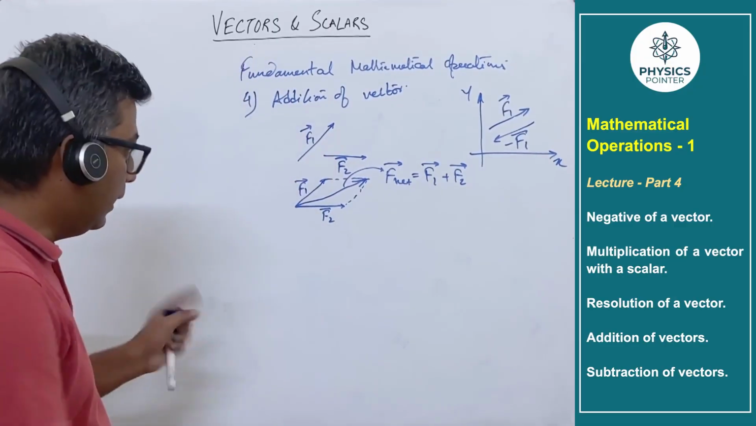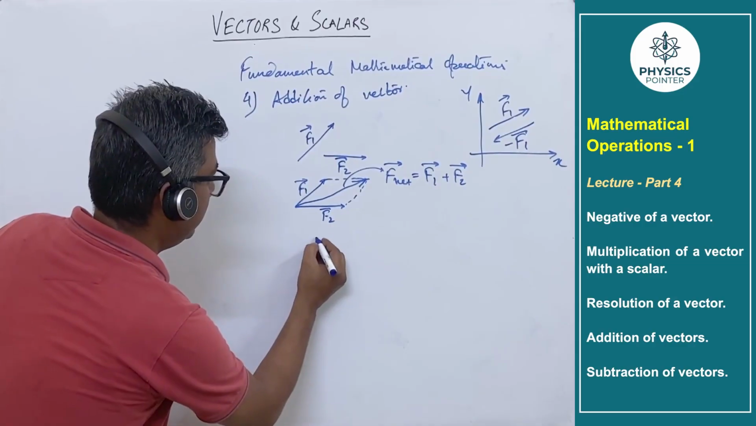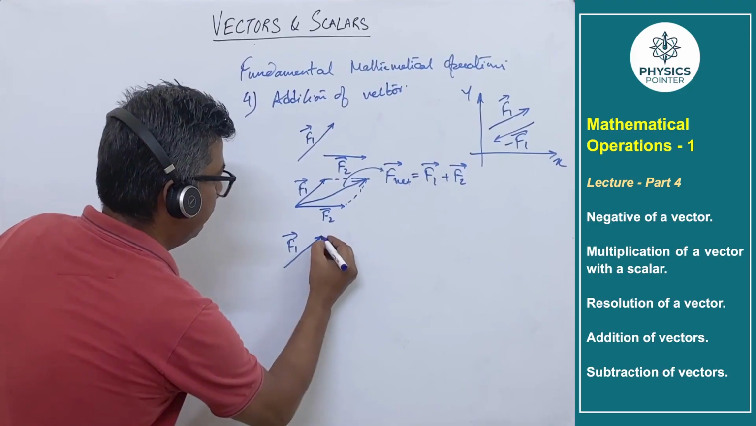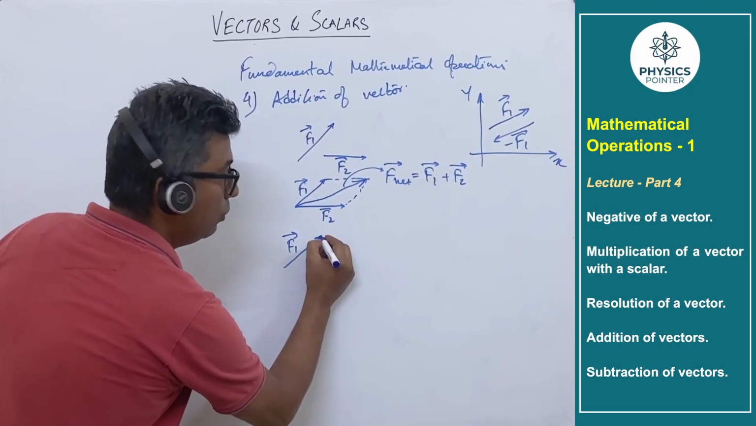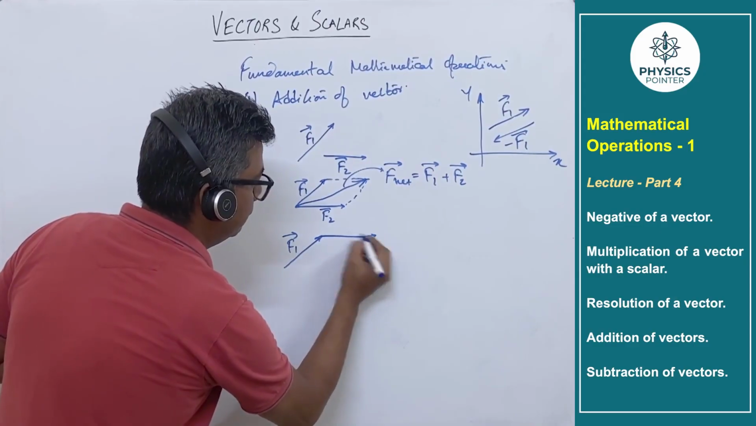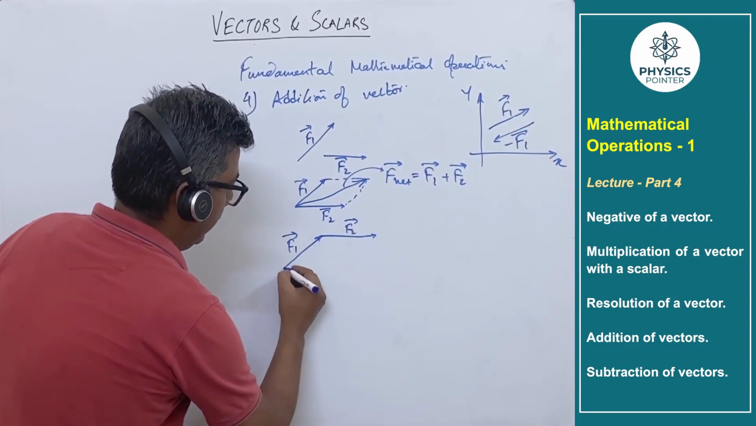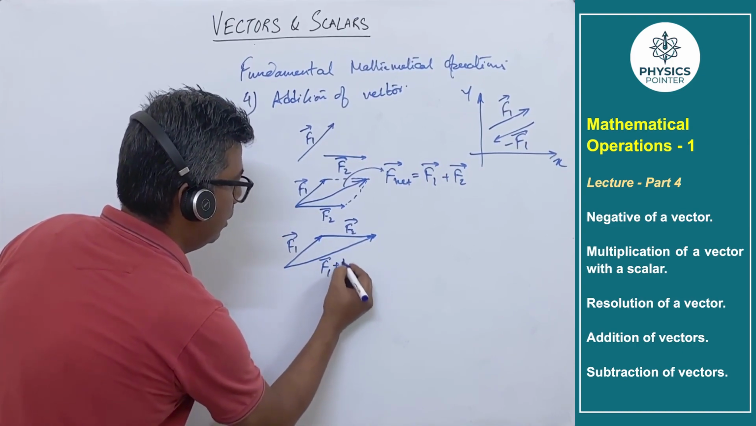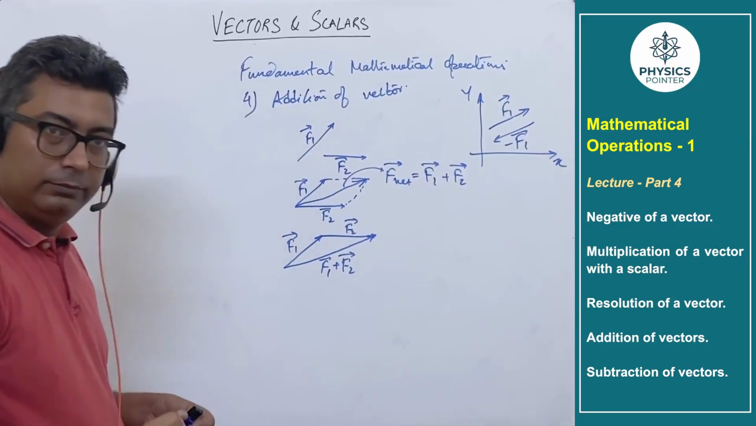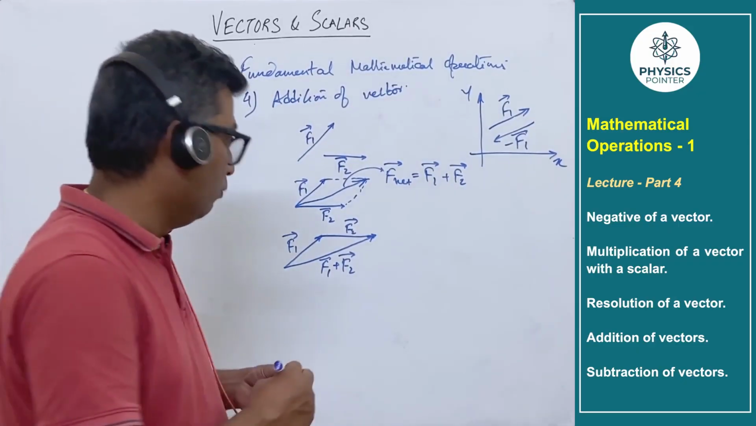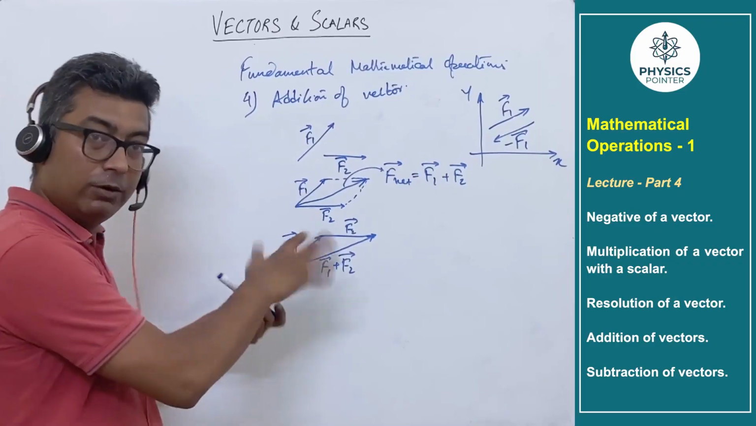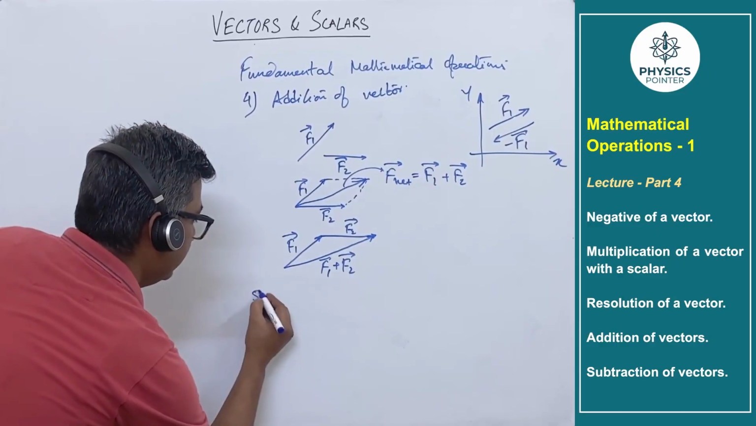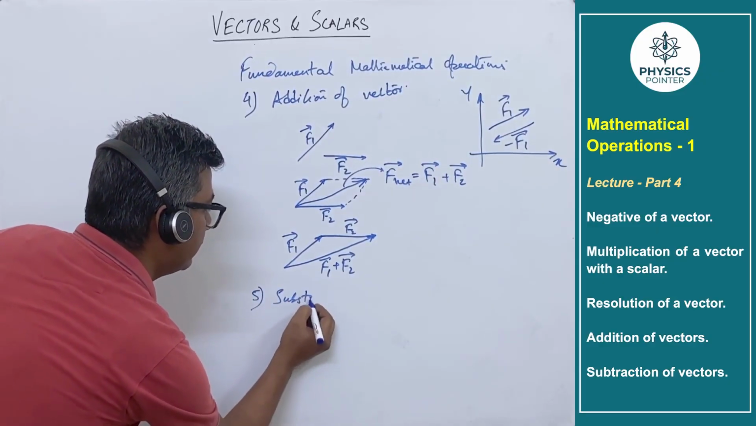Okay, got it? Another way is you can simply put this F1 vector, and after that, the head becomes the origin of the other vector, which is F2. And you can join this, F1 plus F2. So this is the F1 plus F2 vector. Okay, got it? What if the direction was opposite? We'll look into it, because the next thing is subtraction of vectors.